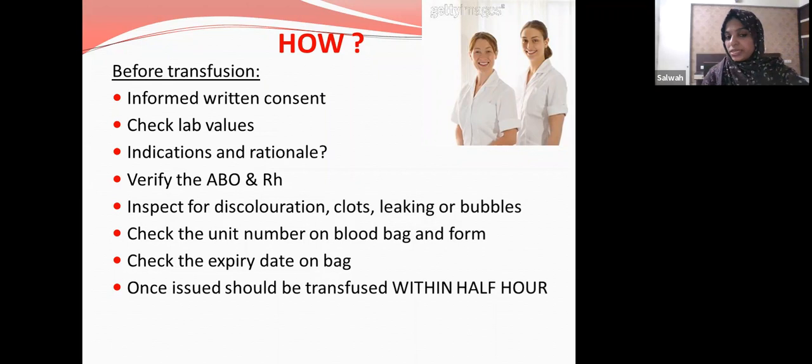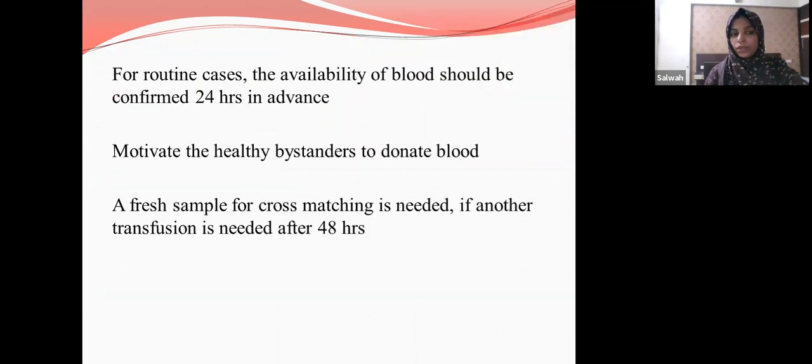Then inspect for any discoloration, clots, leaking, bubbles, or any contamination in the blood bags. And check the unit number on the blood bag and the request form. And check the expiry date on the bag. And once issued, the blood has to be transfused within half an hour. And for routine cases, the availability of blood should be confirmed 24 hours in advance. And we have to motivate the healthy bystanders to donate blood. And if a second transfusion is needed after 48 hours, a fresh sample for cross-matching is essential.